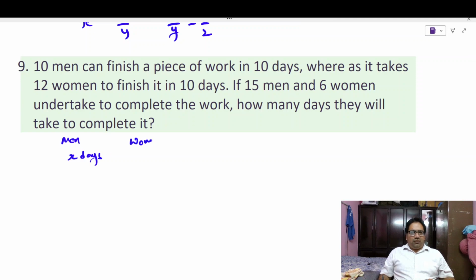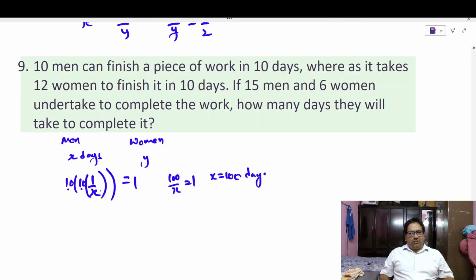And for women, let's assume it is y days. Now 10 men daily do 1 by x. These 10 people do 10 into 1 by x on a single day, and they are working 10 days. 10 days into 10 into 1 by x is equal to 1. That is 100 by x equal to 1. That means x equals 100 days. Right? Simple, right?